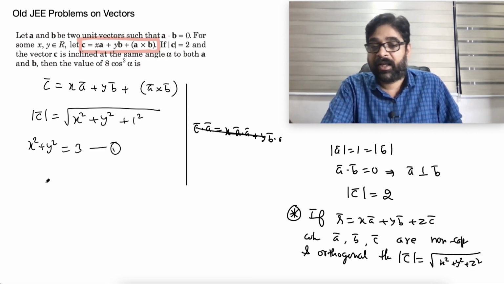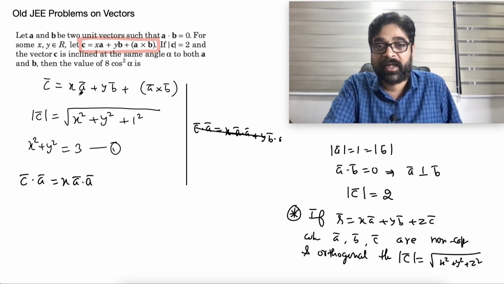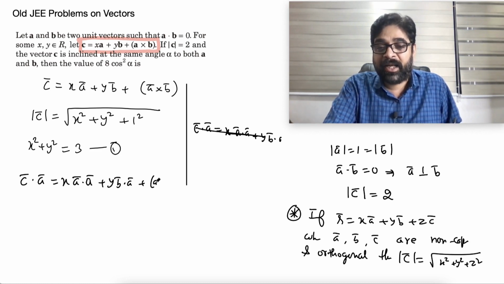I'm taking A dot A on both sides. So C dot A is equal to x into A dot A. Whenever you take dot, always take dot with the vector and don't take dot with the x. Plus y into B dot A plus A cross B dot A.